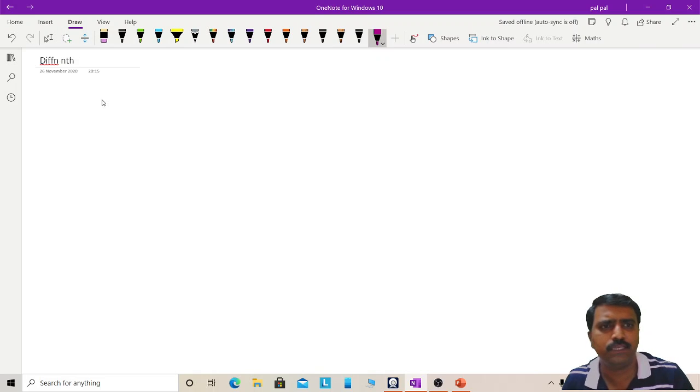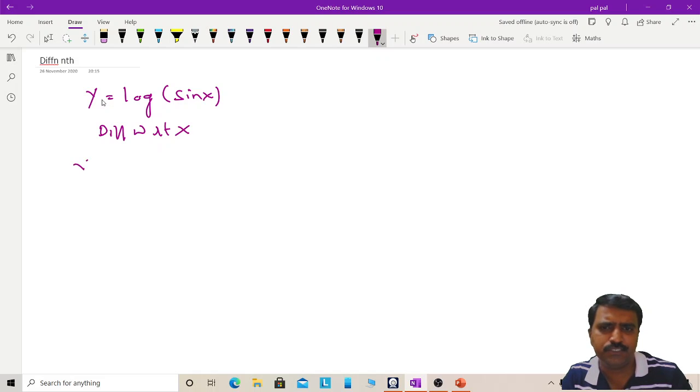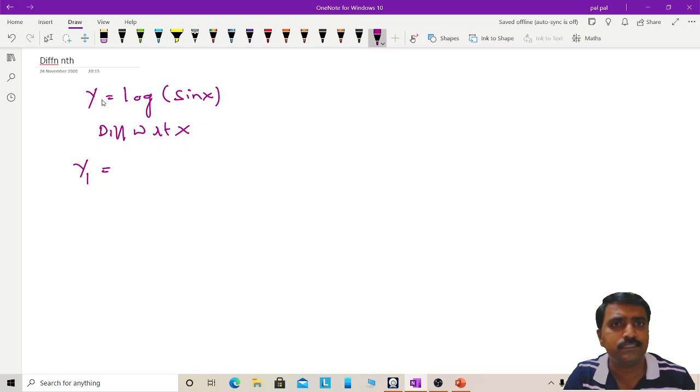Take one function, y is equal to log of sin x. Differentiate this with respect to x; the differentiation of y is y1. It is a function of a function: log consists of a function sin x. So first we differentiate the log and after that the inside function. The differentiation of log x is 1 by x.